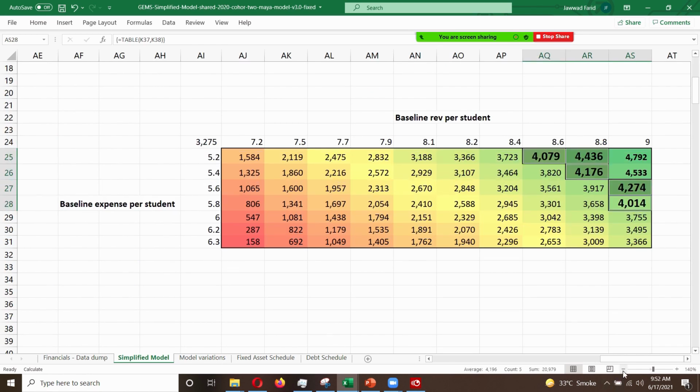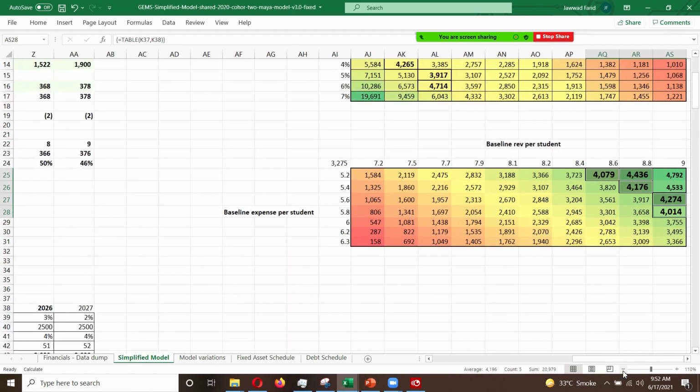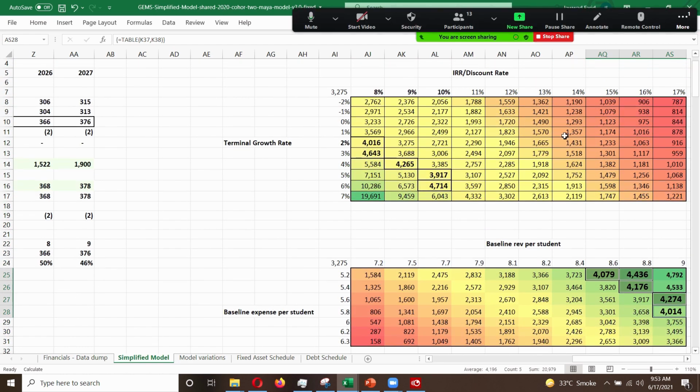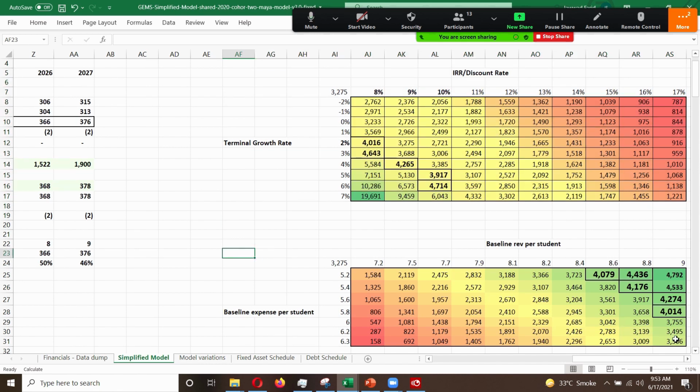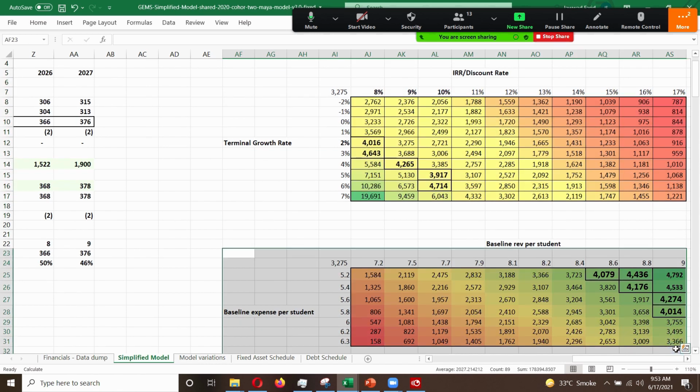All right, so two key points before I wrap up for the day. One is when you test, you need to test both the valuation assumptions, which is this part, which is the IRR discount rate and the terminal growth rate, and the business model. You need to test both, not enough to test one.